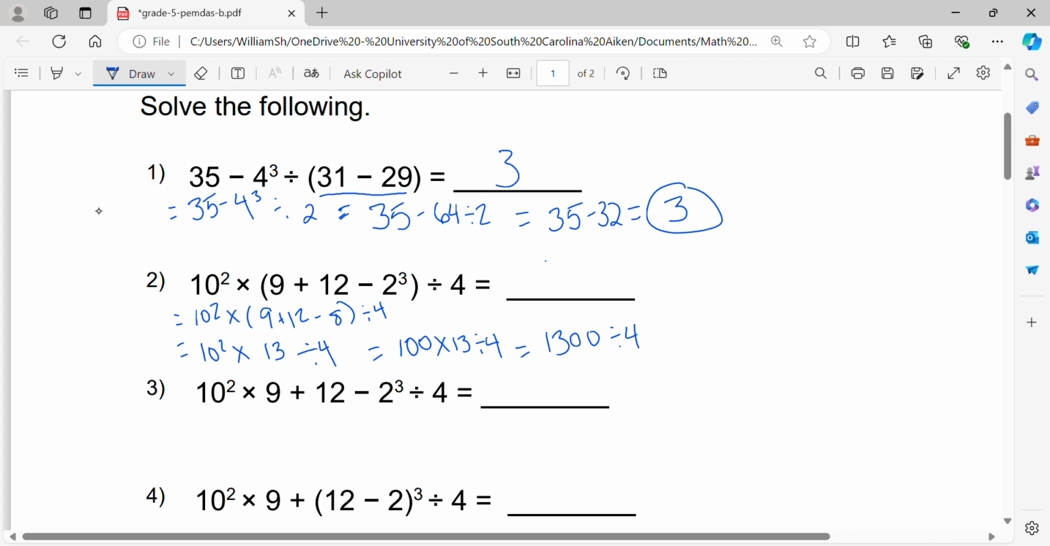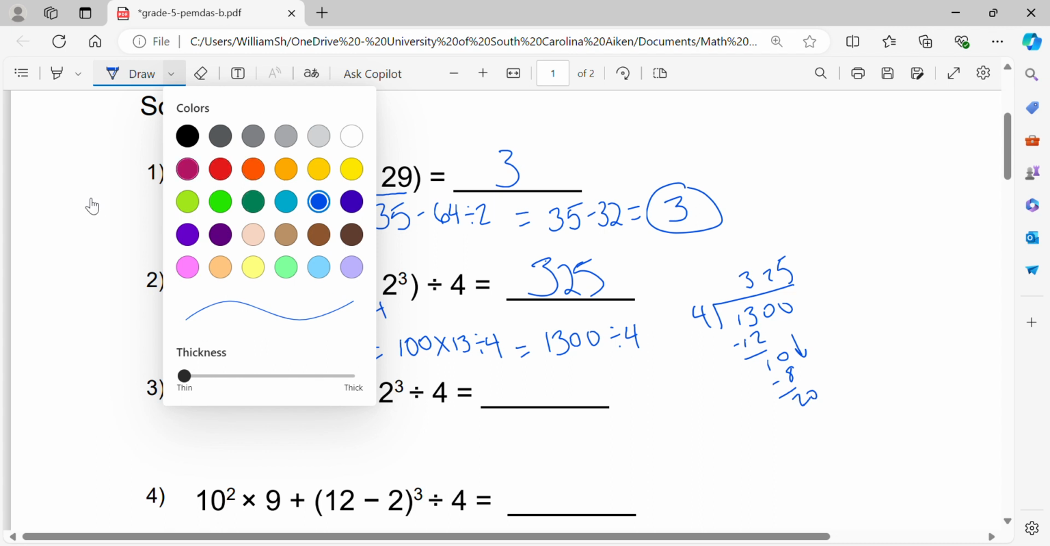Now 1300 divided by 4, we could use a calculator at this point, but why not refresh some of our division facts. 4 will go into 13 3 times, which gives us a 12. 4 will go into 10 2 times, which gives us an 8. And then 4 will go into 20 5 times. So our answer here should be 325. Like I said, if you hadn't done the order of operations correctly, you would have certainly messed something up there.